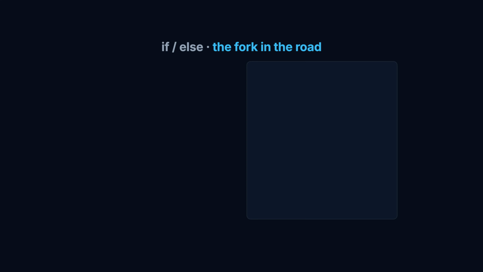Start with the simplest control flow tool, the if statement. Code without if statements runs top to bottom, one line at a time, every time. An if statement gives your program a fork in the road. A condition is checked. If it is true, one branch runs. If it is false, a different branch runs.